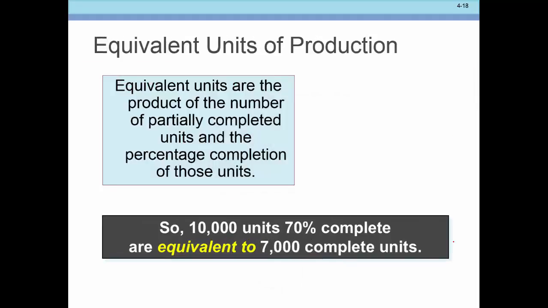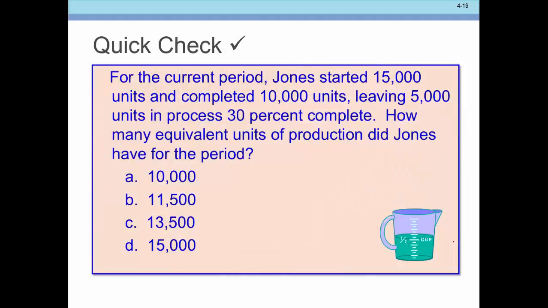So if you're having deja vu, so am I. I should have deleted that other slide. You saw this point already: equivalent units, 10,000, 70% done. That's equivalent to 7,000 units, right? So let's take a look at this quick check to see if we're understanding this. We have 15,000 units started, 10,000 units completed. If 10,000 units are completed, have we completed 10,000 units? Yes, we have. So that's at least 10,000.